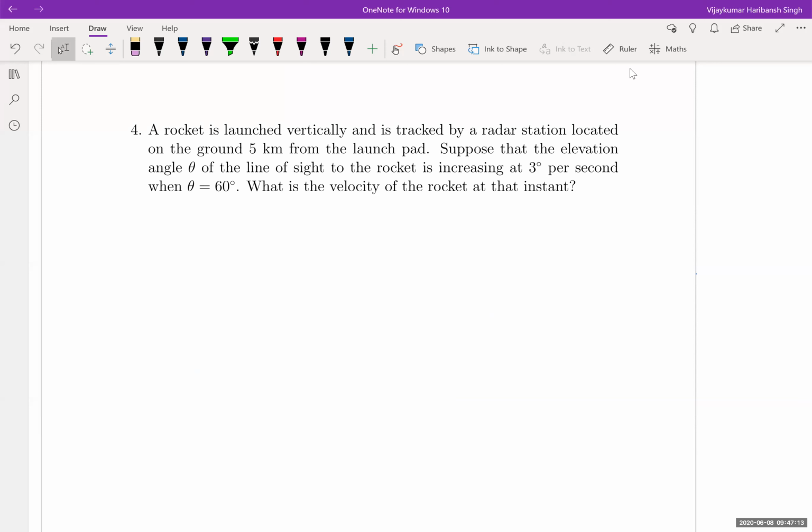A rocket is launched vertically and tracked by a radar station located on the ground 5 kilometers away from the launch pad. Suppose the angle of elevation theta of the line of sight to the rocket is increasing at 3 degrees per second when theta is 60 degrees. What is the velocity of the rocket at that instant? So first things first, let's draw a picture of this.